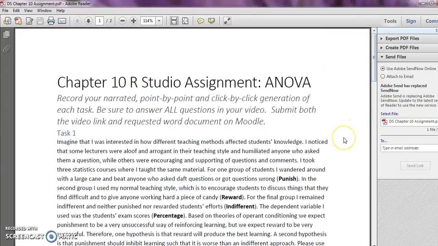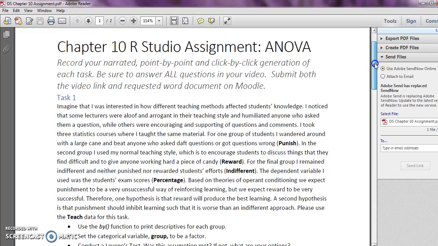Okay, so today I'm going to show you the Chapter 10 R assignment. The assignment that we're working with today is ANOVA, well, the chapter.